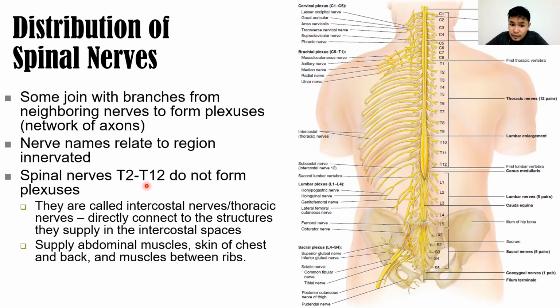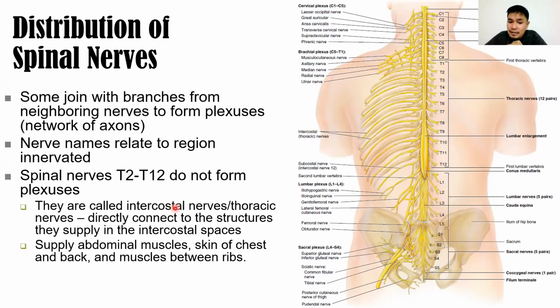Spinal nerves T2 to T12 do not form plexuses. You could notice here, okay? Hindi sila nagpo-form ng network. No? Walang joining. Here you could see joining. Okay? They form plexuses. However, in T2 to T12, wala. Solo lang, solo flight. Okay? Comment down below kung sino ang mga solo flight. Okay, so yun. They do not form plexuses T2 to T12.